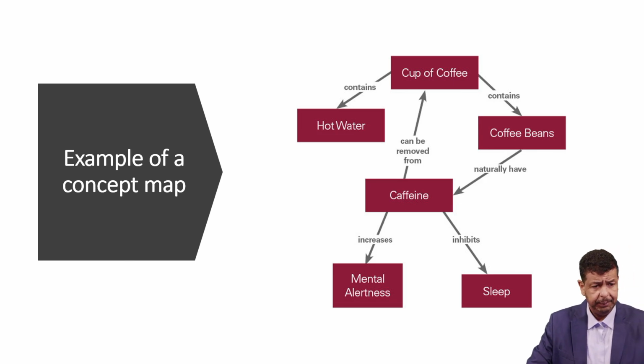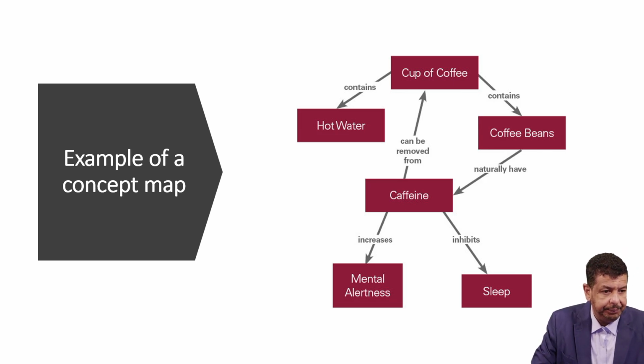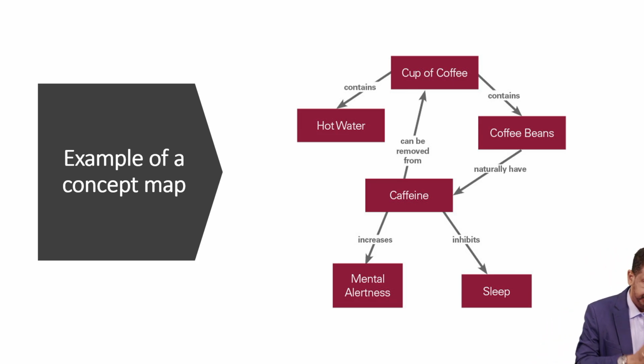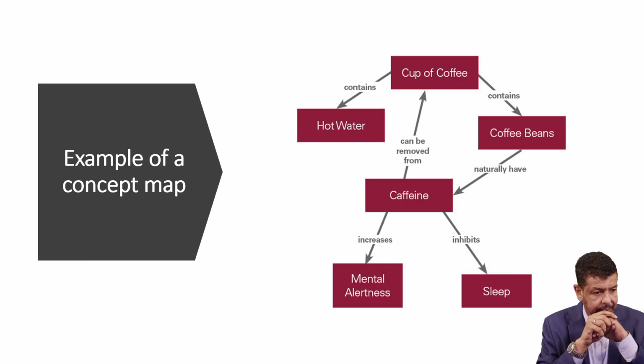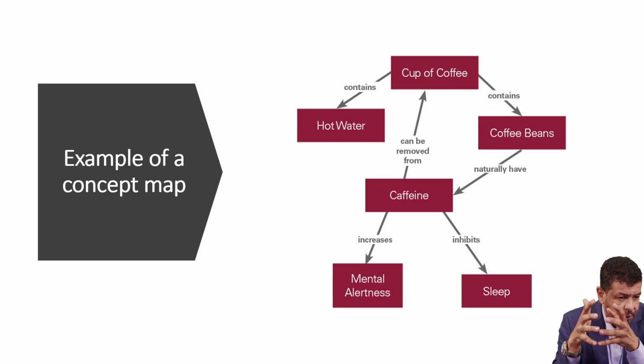This is the concept map, in which the main concept is on the top, typically, for example, to describe a cup of coffee. It contains hot water, contains coffee beans, naturally has caffeine, and inhibits sleep. You can see the relation, you can see the arrow, and you can see the directional relationship. And caffeine could be removed from the coffee. We have some types of coffee, decaffeinated and so on, and actually it increases mental alertness.